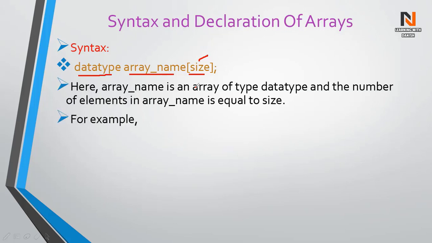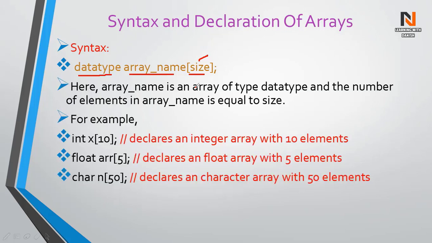Let's see its examples. Here you can see int is the data type, x is the array name, and the array size is 10. It means this array contains 10 elements, all of integer type. The second array is of float type, meaning all elements are of float data type. The third array is character type, which contains 50 elements, and the array name is n, meaning all elements are of type character.